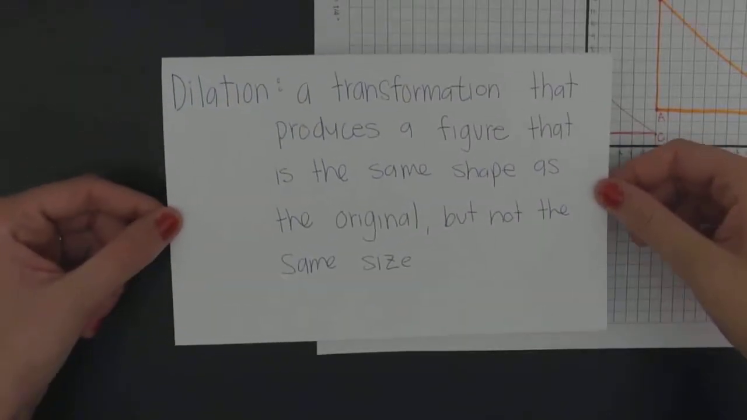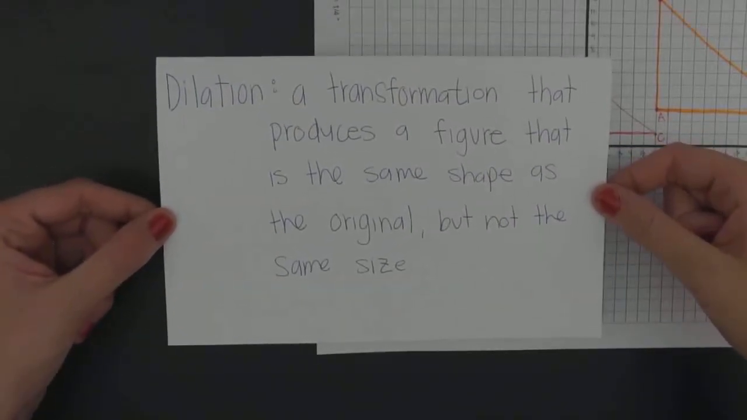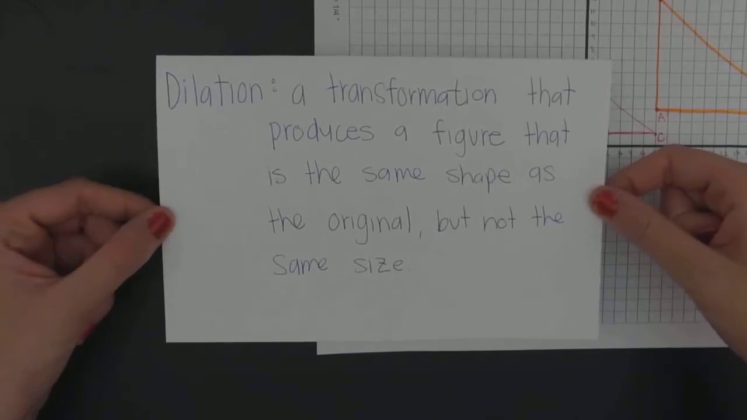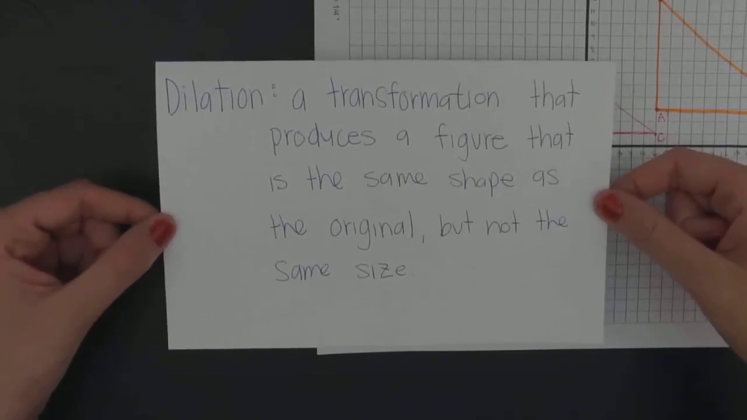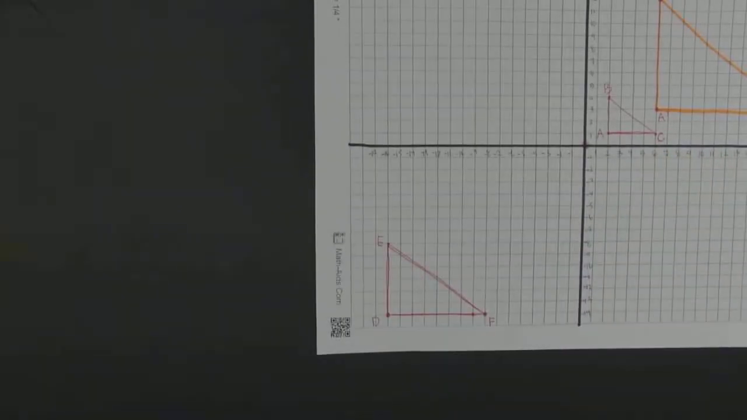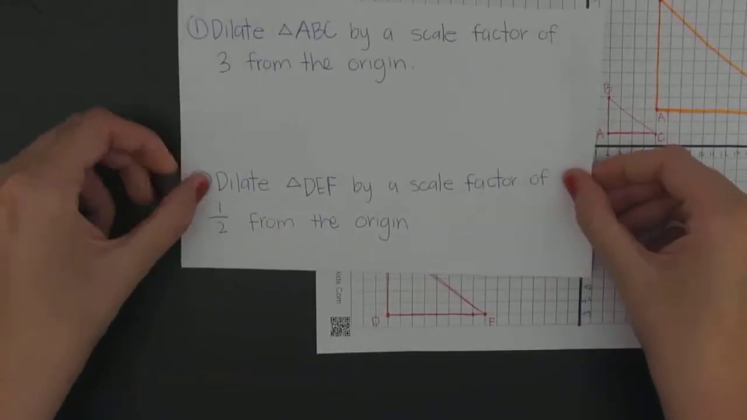Alright, so in this video, again, we are doing a dilation, which is a transformation that produces a figure that is the same shape as the original, but not the same size. Okay, so this is just a continuation. I'm sorry my video got cut off, but this is just a continuation. So now we are on question 2.